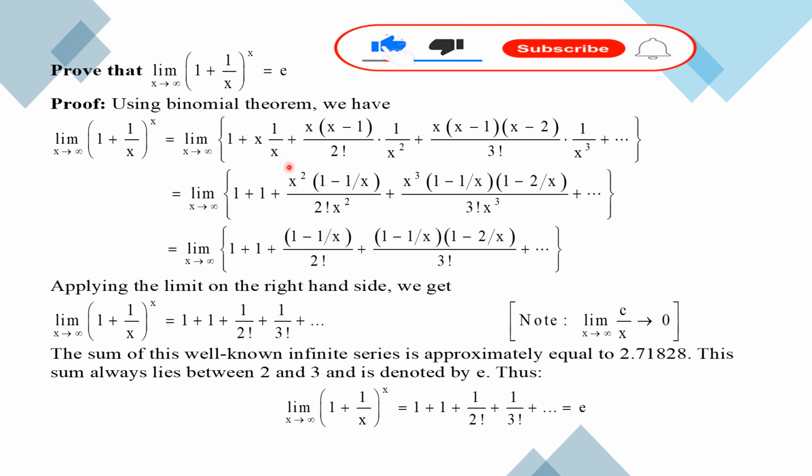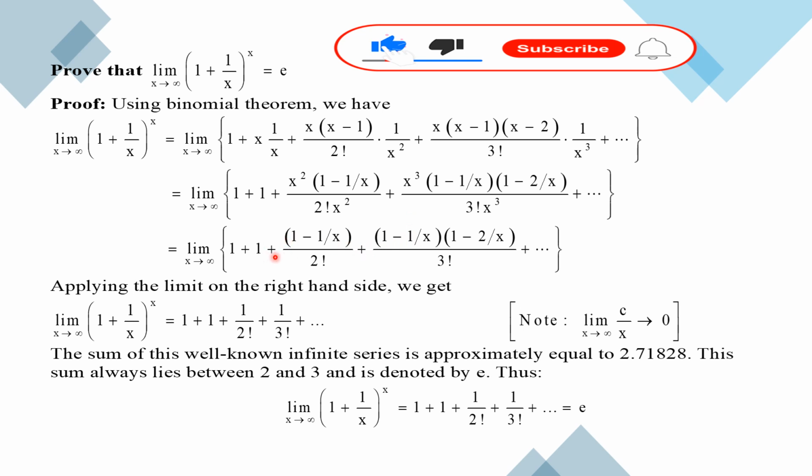So x will cancel with x, and we will have 1 plus 1. Then we take x common, so it becomes 1 minus 1 over x. Here we have x square, so this x square cancels with x square. Similarly we do for the next term: x is common, so 1 minus 1 over x, and 1 minus 2 over x, it becomes x cube, and this x cube will cancel with x cube.